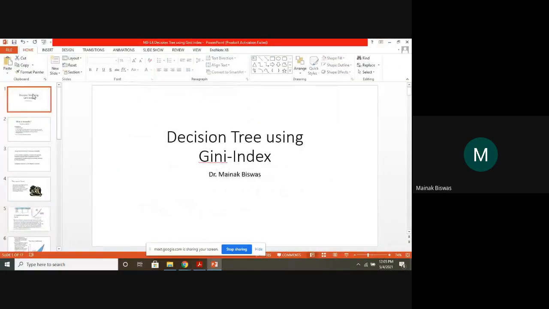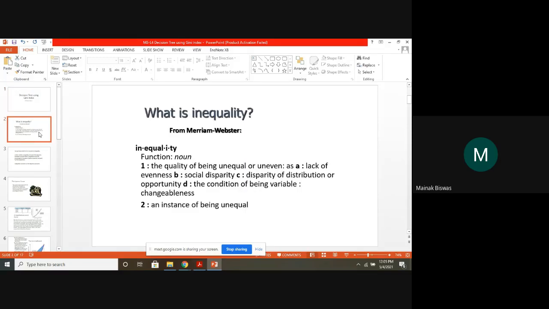So we are talking about making a decision tree from a data set using the Gini index. Now, what is the Gini index? It basically measures the inequality. What is inequality? Inequality represents two quantities becoming unequal, or an instance of becoming unequal, or basically disparity.